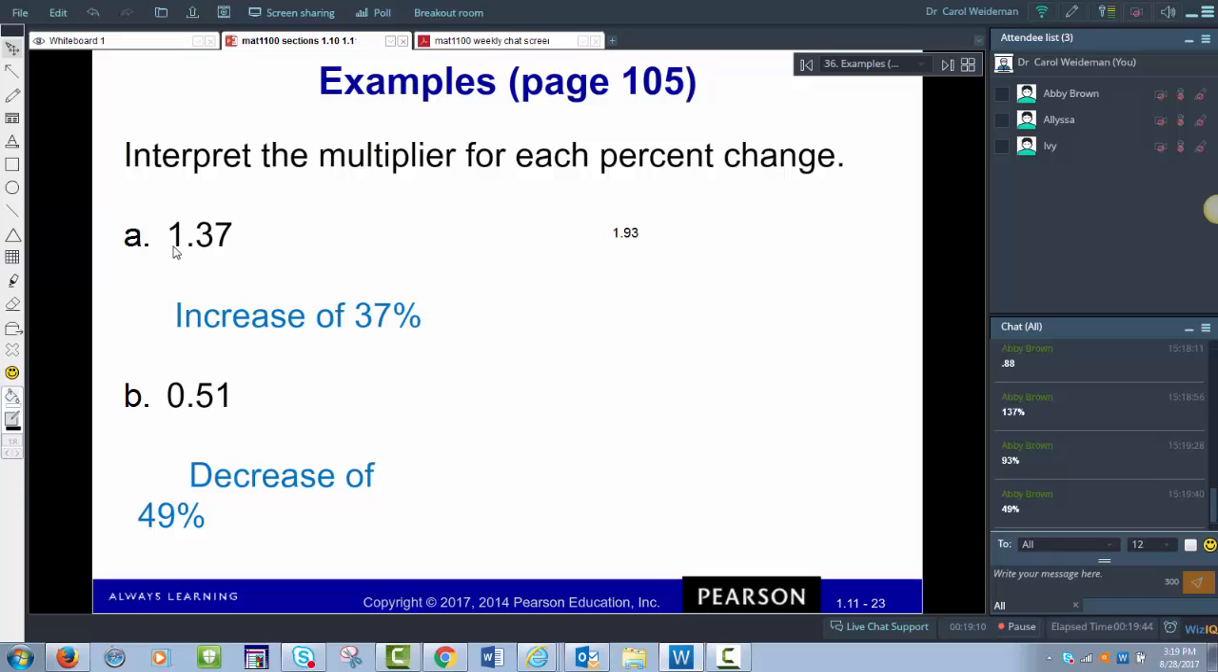So when the number's 1 or greater, you're going to look at the decimal part to get the percent. If there's no 1 in the front, if it's less than 1, you're going to subtract it from 1 and change it to the percent.